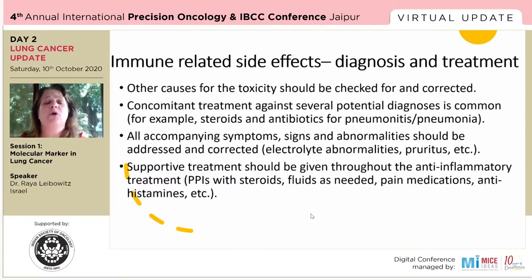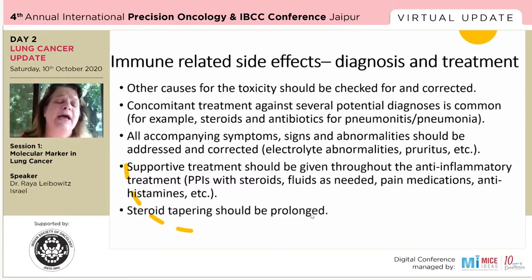This is our regular medicinal work. Supportive treatment, never forget, so give the PPIs if you give the steroids, give fluids as needed, pain medication, antihistamines, and so on. And we've also learned that steroid tapering should be long. Now, again, this is a little bit of an art. By now, I've been doing this for a few years, so I know that there are some toxicities that need a longer taper than others, and also it's a trial and error thing.